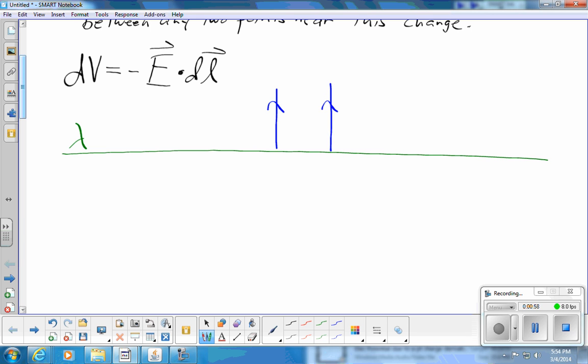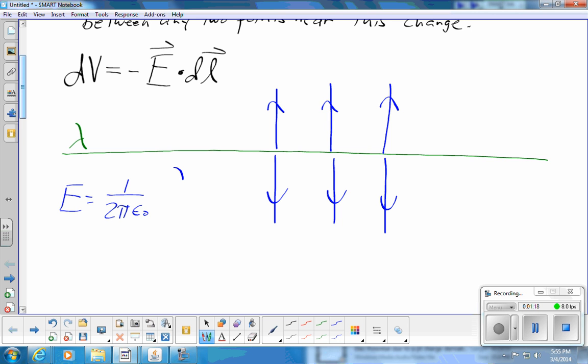And since I'm drawing the field in the plane of the charge, the drawing doesn't show that the field gets weaker and weaker, but it does as I travel away from the charge. In fact, the expression for this field is E is 1 over 2 pi epsilon naught lambda divided by r, where r is simply the radial distance away from this line of charge.